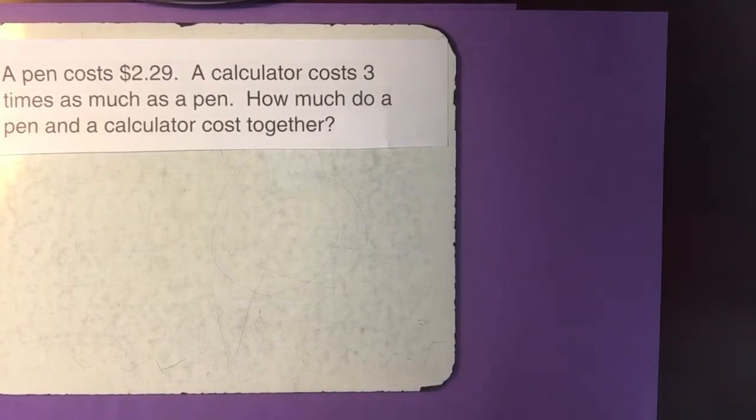Okay, so a pen costs $2.29. A calculator costs 3 times as much as a pen. How much do a pen and a calculator cost together?